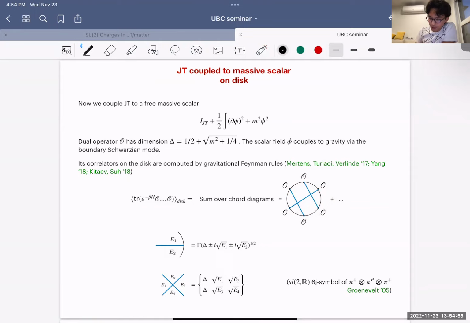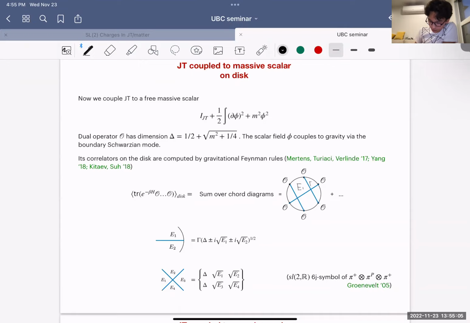Now for each chord diagram, you write a formula, and the formula is written as follows. First, you assign energies to each region between the chords here. And then the rules of the game are that if you have this blue line, which is connecting to the boundary, then you write these gamma functions. So here plus minus just means that I take a product of four gamma functions for all choices of the sign. And if you have an intersection of chords, then you write this function, which is the so-called 6J symbol of Saltoire. So it's related to some representation theory, doesn't matter too much. But that's sort of the prescription.